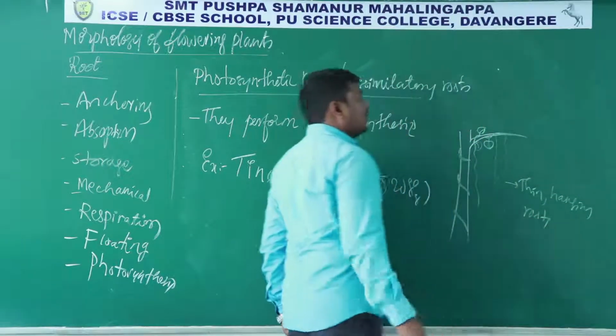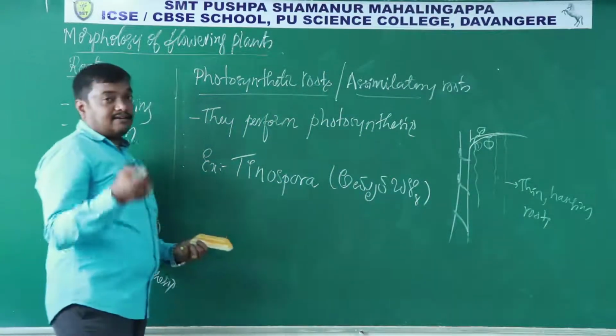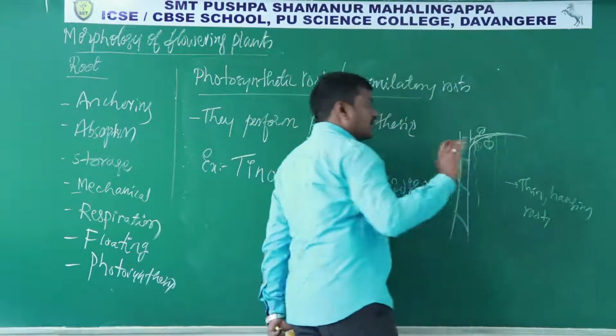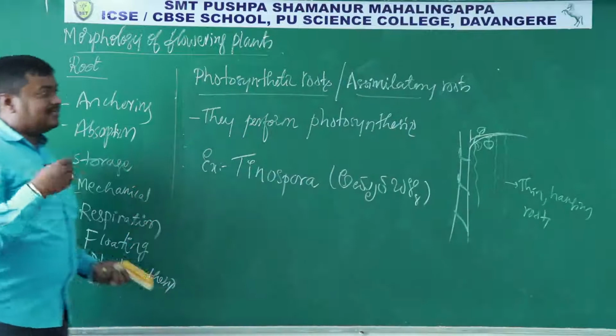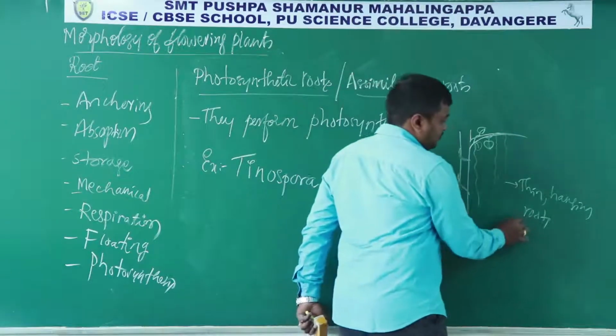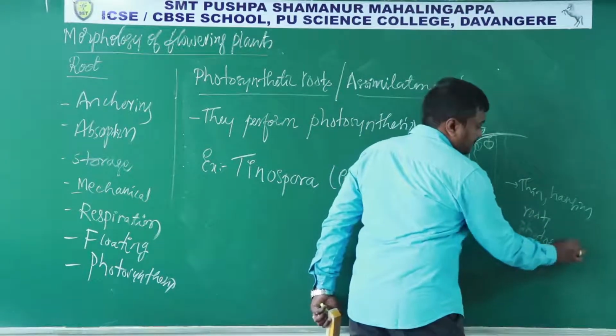These thin hanging roots, they are photosynthetic in nature. Okay, so in the early stage they are thin and green in color, and later they become covered by the brown scaly structure. So these roots are photosynthetic.